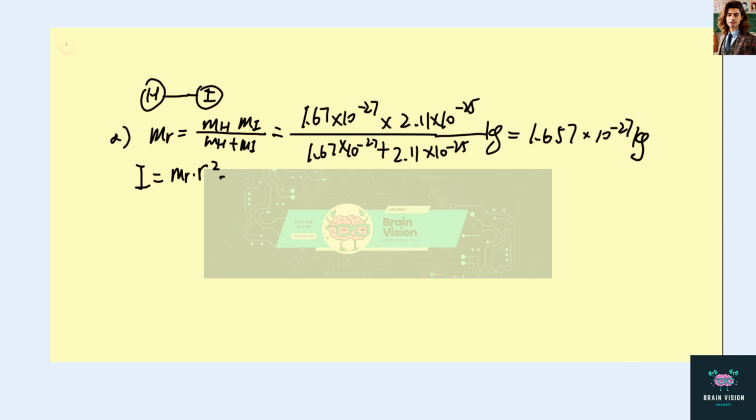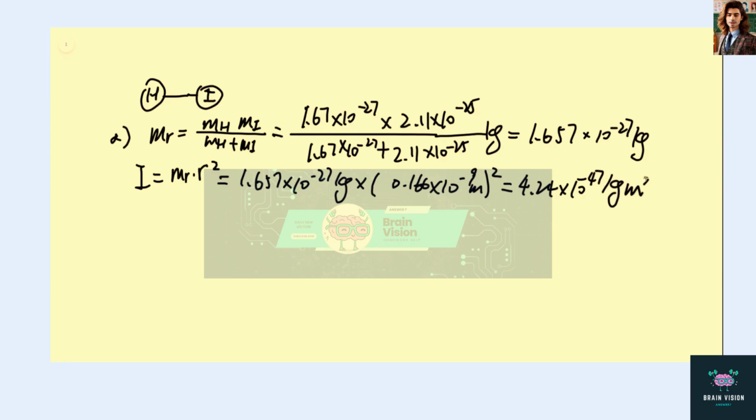And with that information, we can calculate the moment of inertia, which is just the reduced mass times the separation squared, with the separation being 0.16 nanometer. So this gives us 4.24 times 10 to the negative 47 kilogram meter squared.